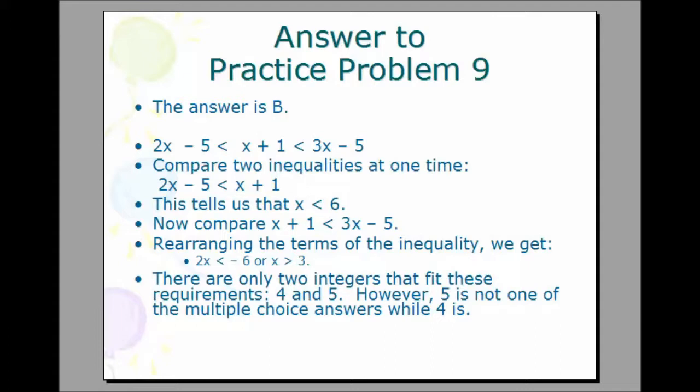Let's compare the two expressions, 2x minus 5 and x plus 1. We know from the conditions of the problem that 2x minus 5 is less than x plus 1. Solving for x tells us that x is less than 6. Now compare x plus 1 and 3x minus 5. We know from the conditions of the problem that x plus 1 is less than 3x minus 5. Rearranging the terms of the inequality gives us 2x is greater than 6, or x is greater than 3. There are only two integers that fit these requirements, 4 and 5. However, 5 is not one of the multiple choice answers, where 4 is.